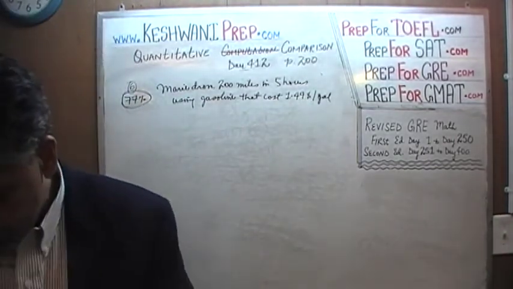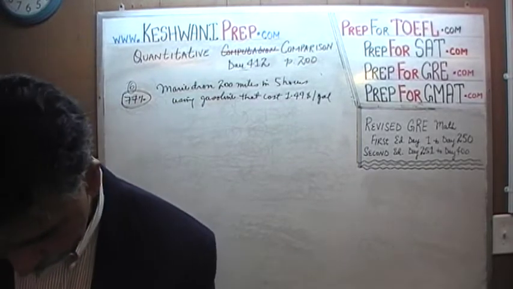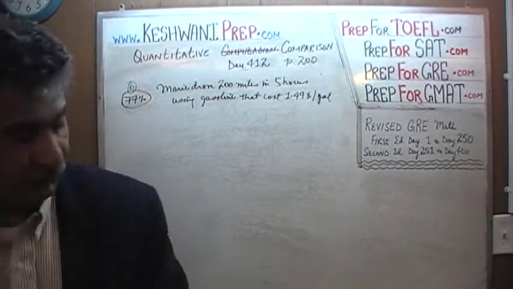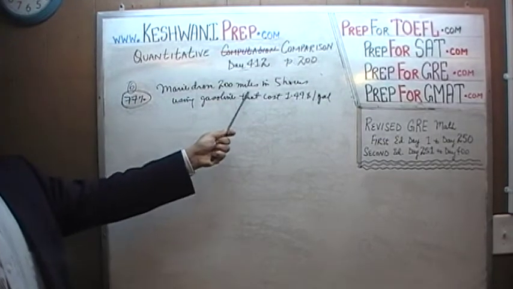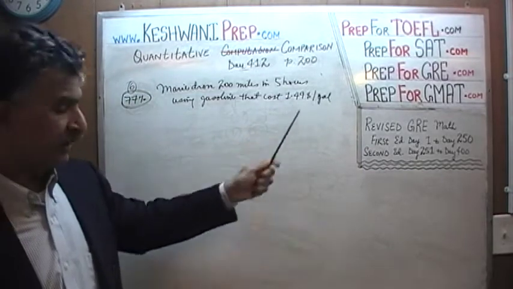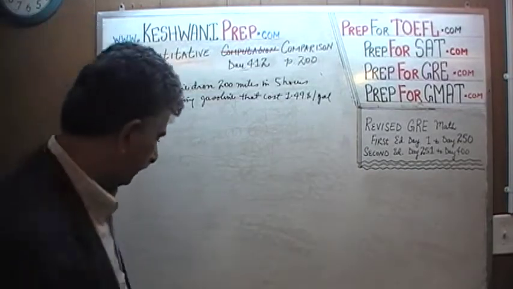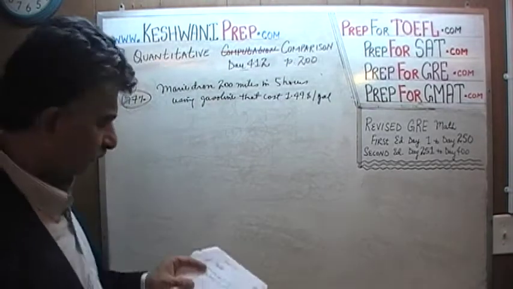Please turn to it. Page number 200, problem number 6. It says, we are told that Marie drove 200 miles in 5 hours using gasoline that costs $1.49 a gallon. Let's see what they're asking us to compare.